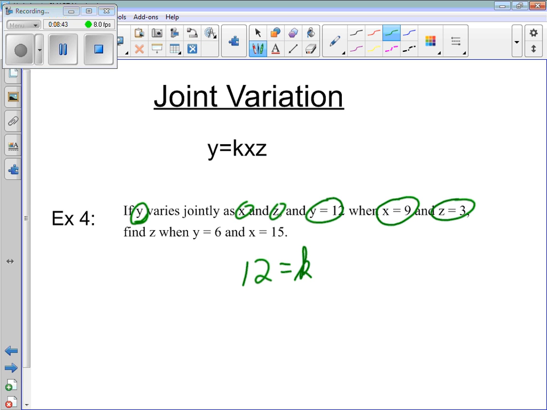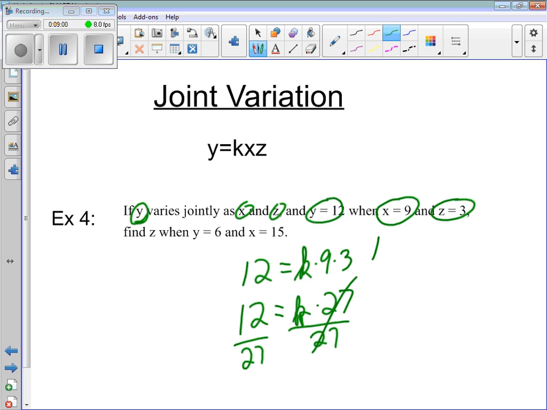This is like finding Waldo, but for math. Find K. 9 times 3 is 27, that's a K, I promise. Divide by 27. And we get K is going to equal 12 27ths, which reduces top and bottom by 3, which is 4 ninths. So we're going to use that to find, now we have, this is our actual question of our problem.